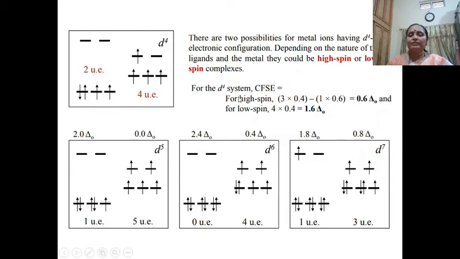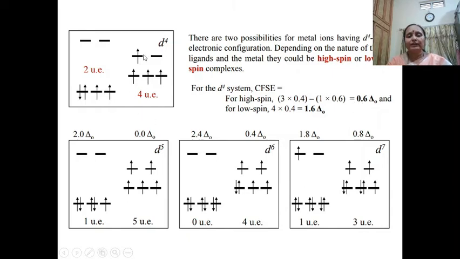So for a d4 system, for a high spin complex, I will be having 3 electrons in the lower energy level, that is 3 into 0.4, and I have only 1 electron in the Eg orbital, so it is 1 into 0.6. If I go on to consider, it is going to be 0.6 delta naught.